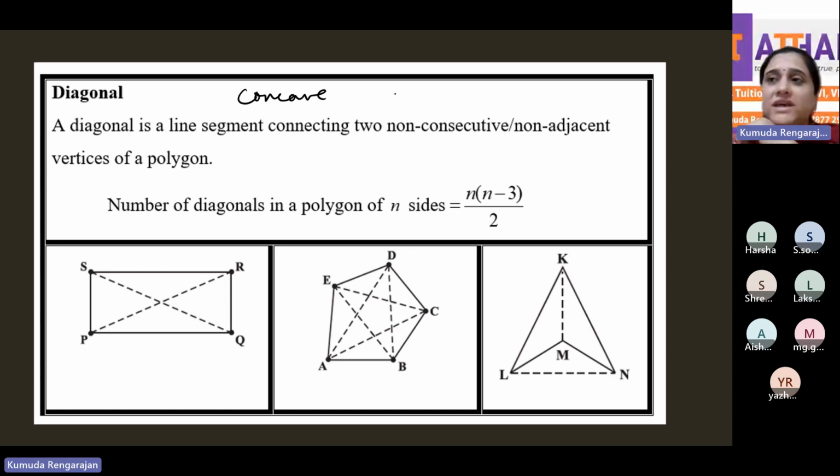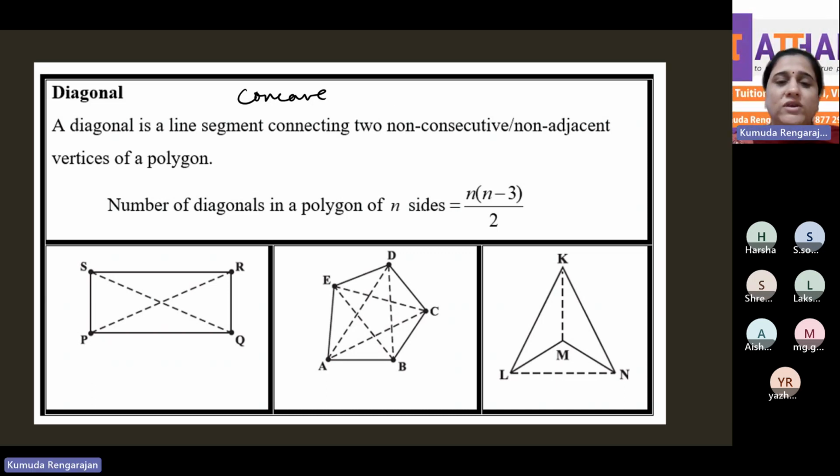Now, what is a concave polygon? A concave polygon is one in which at least one interior angle is a reflex angle. If in a polygon at least one interior angle is a reflex angle, then that polygon is a concave polygon.